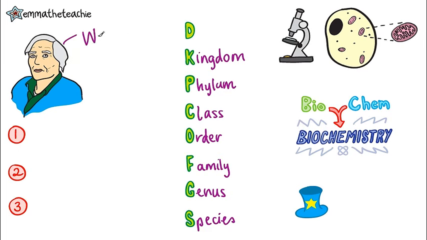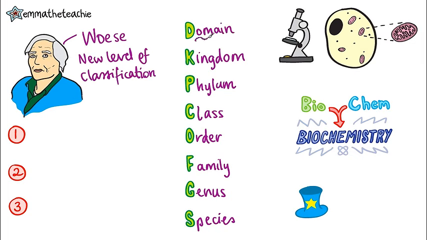There is now a new level of classification developed by an American scientist called Carl Woese. This new level is called domains, and it is above kingdoms. So we could modify our mnemonic to say, definitely keep ponds clean or frogs get sick. He and his team came up with this new classification due to improvements in biology.